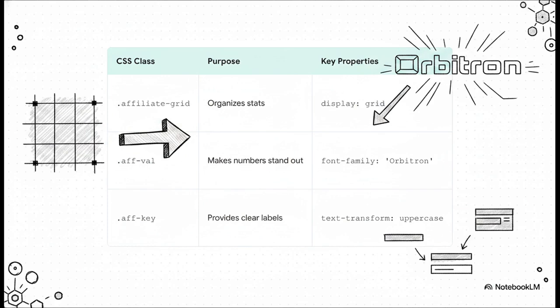But notice the typography again. The big, important numbers use that bold sci-fi Orbitron font, making them the hero. But the labels underneath? They use the clean, technical JetBrains Mono. This creates a super clear visual hierarchy. It tells your eyes exactly what to look at first.